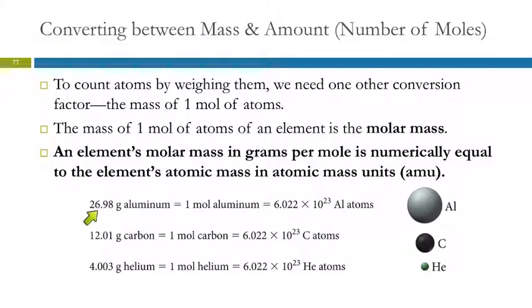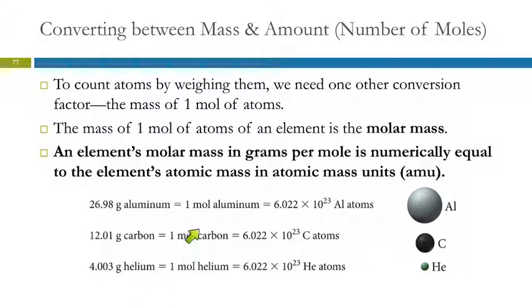So aluminum has an average atomic mass of 26.98 atomic mass units. That's the number on the periodic table. 1 mole of aluminum atoms weighs 26.98 grams. 1 mole of aluminum is Avogadro's number of aluminum atoms. 1 mole of carbon, now this is just regular carbon, it's not just a single isotope, weighs 12.01 grams because there's other isotopes in there. There's carbon-13 and carbon-14, and those up the mass a little bit. A mole of helium is 4.003 grams.